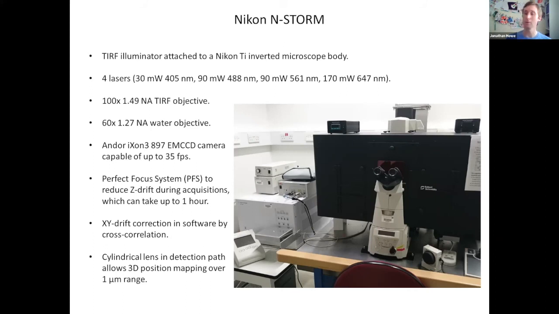And then we also have a software XY drift correction, which deals with that lateral movement that might happen over the course of the hour or so of imaging. There's also this cylindrical lens, which you can't quite see in the image, but it sits between the microscope body and the camera. And this enables us to give some 3D, so Z position mapping of each of our molecules, which I'll show you in a moment.